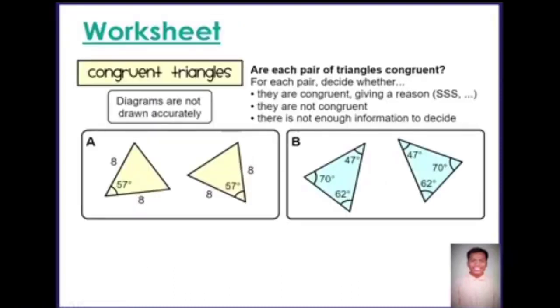Alright, so let's try this practice. Here are some practice problems or practice situations. Congruent triangles: are each pair of triangles congruent? For letter A, you are given two sides, 8 units and 8 units, and 57 degrees for the measure of the given angle. And we can see, obviously, that our given angle is an included angle. Yes, for figure A, we can prove that these two triangles are congruent using the SAS congruence postulate.